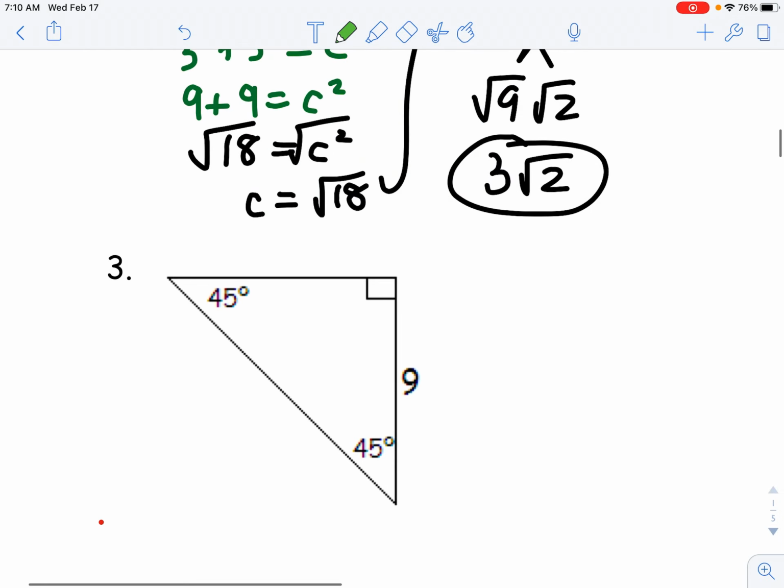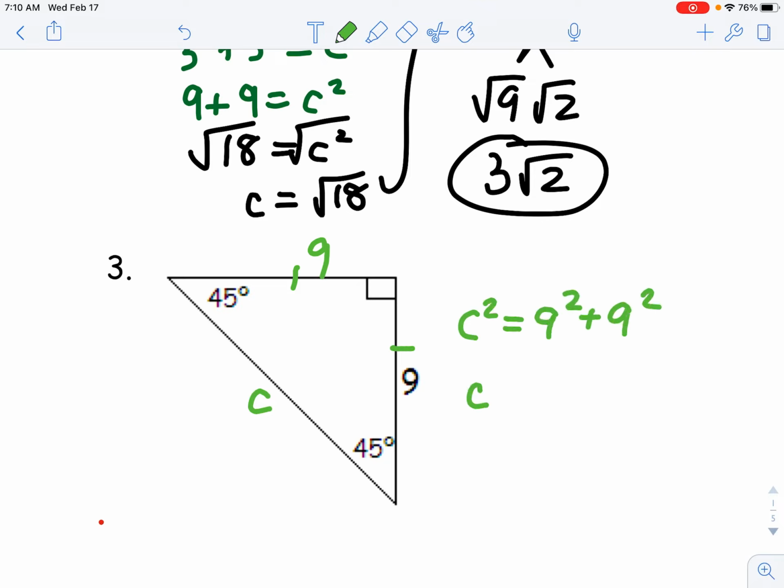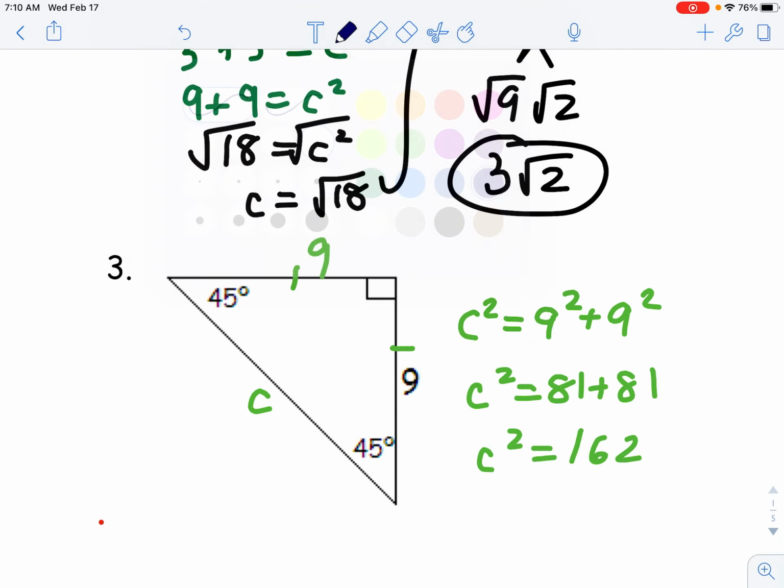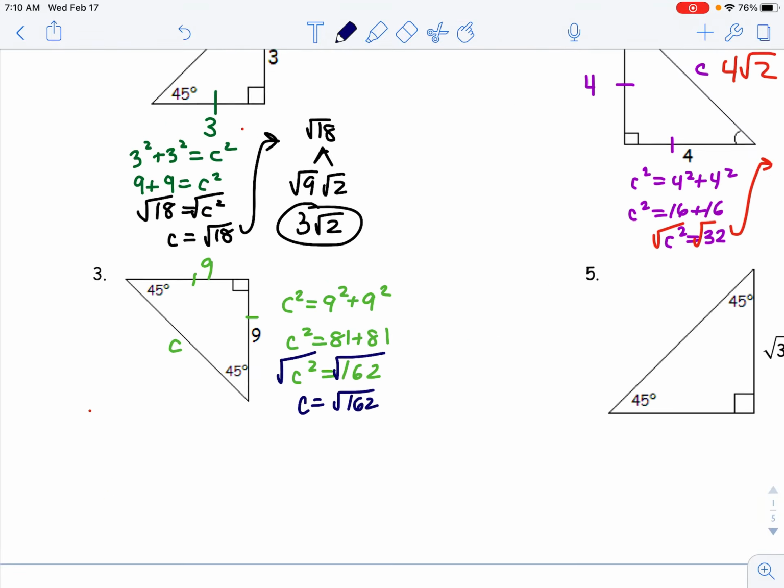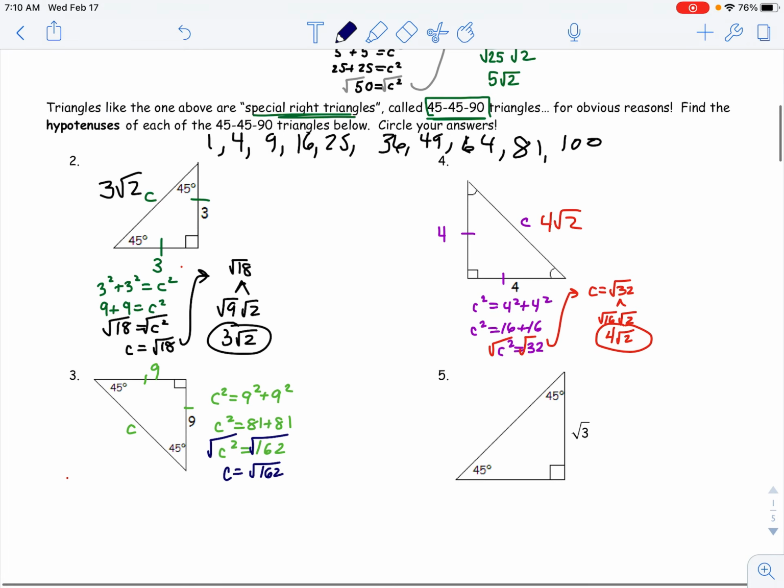And this one right here, we have 9. So this must be 9. Call that C. C squared equals 9 squared plus 9 squared. C squared equals 81 plus 81. C squared equals 162. Take the square root of both sides. C equals the square root of 162. So then from here, I have to think, what's the largest square factor that goes into 162?